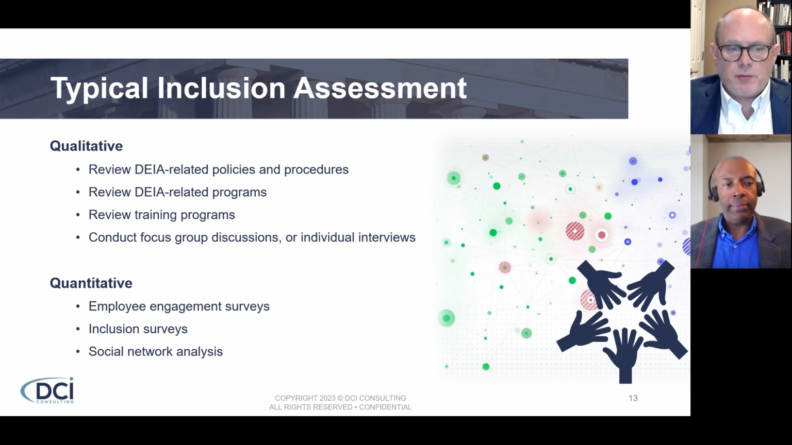The quantitative approach would be looking at employee engagement surveys, or, as we'll talk about in a second, maybe specifically a civility in the workplace assessment, inclusion surveys as well, or something called a social network analysis, which is pretty cool. And that's what I'm going to talk about next.